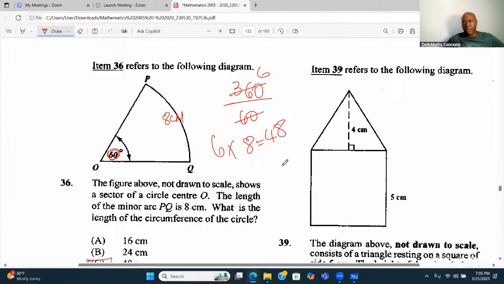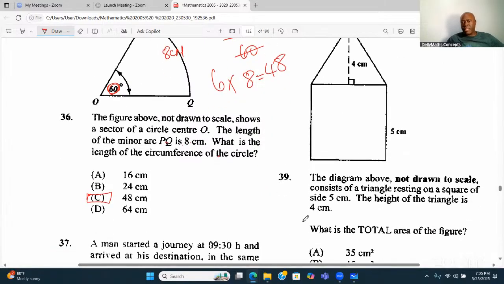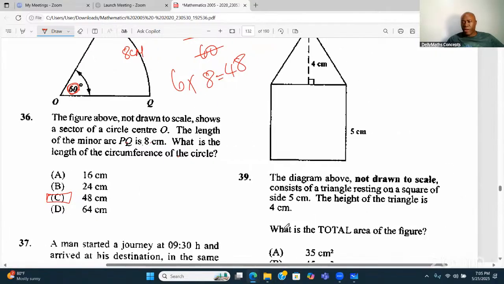It says here, the diagram above, not drawn to scale, consists of a triangle resting on a square. And this is important. It's a square. So the moment I learn it's a square, you could go ahead and just put these out. They're not going to tell you. You have to furnish the diagram.